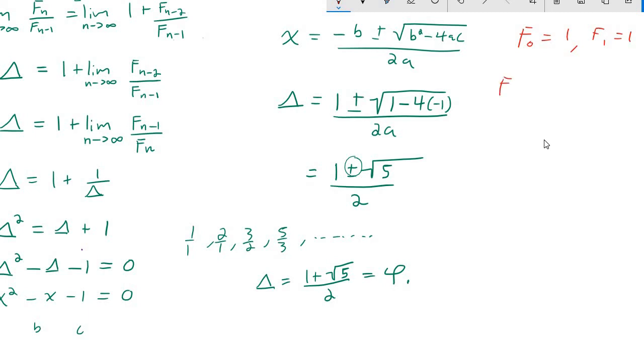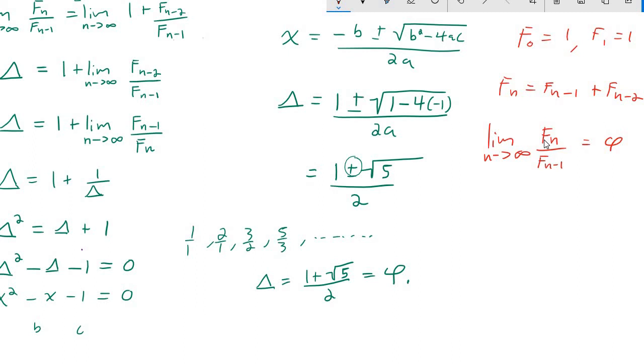if we look back at the steps, all I did was start with this equation. Fn is equal to Fn minus 1 plus Fn minus 2. I started with this equation, and from this, I was able to manipulate just using some algebra and the quadratic formula and discover that the limit of the ratios was the golden ratio.